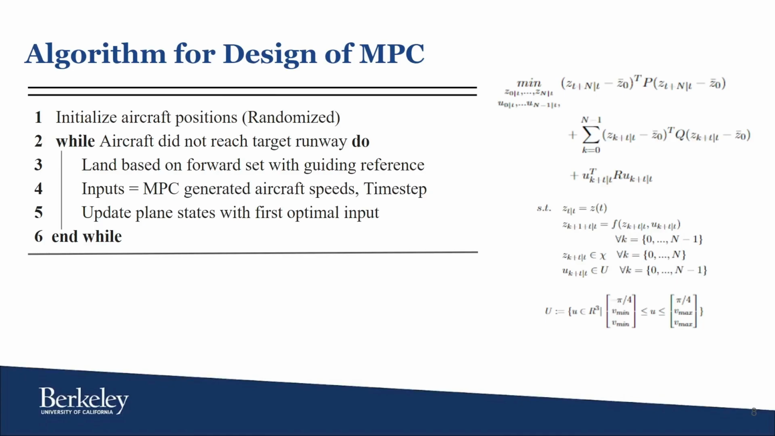The model and the input constraints are shown in the slides. Essentially, we're setting the heading angle to be between negative pi over 4 and positive pi over 4, and we have speed constraints for aircraft speed in both x and y directions.